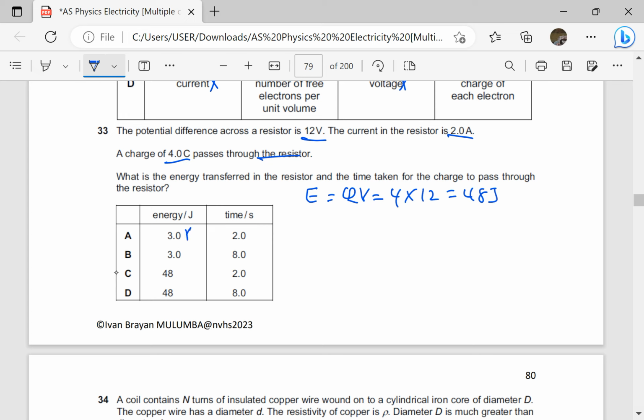So we eliminate these two. A is out, B is out. So let's check the time. We also know that energy is equal to power times time, which is equal to IV times time. So it means 48 is going to be I, which is 2, times V, which is 12, then times T. So T is 48 divided by 24, which gives us 2. So our answer is going to be C.